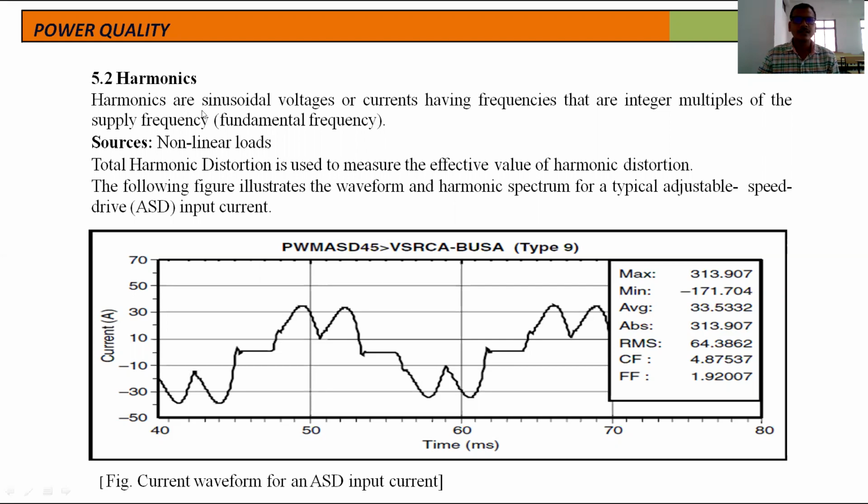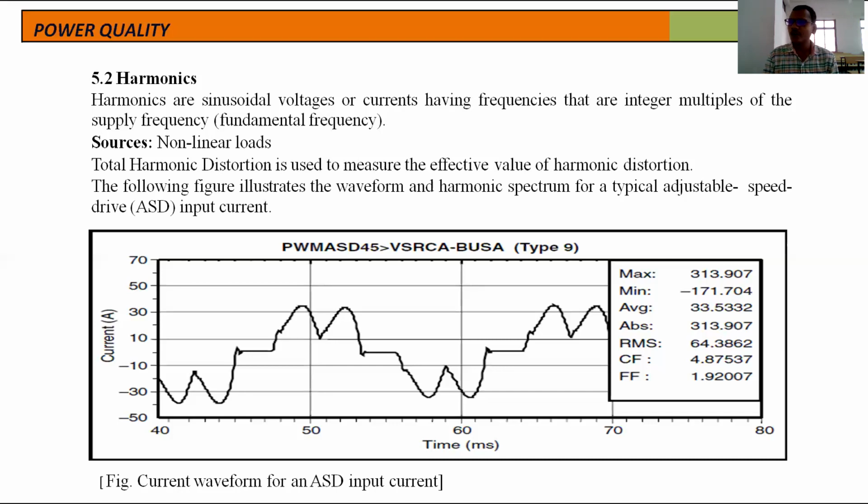Harmonics are sinusoidal voltages or currents having frequencies that are integer multiples of the supply frequency, that is, the fundamental frequency. Okay? Harmonics are nothing but, instead of 50 Hz, multiples of the supply frequency, that is double the frequency: 100, 150, 200, 250, 300, multiples of the fundamental frequency. These integer multiples of the supply frequency voltages are known as harmonics.